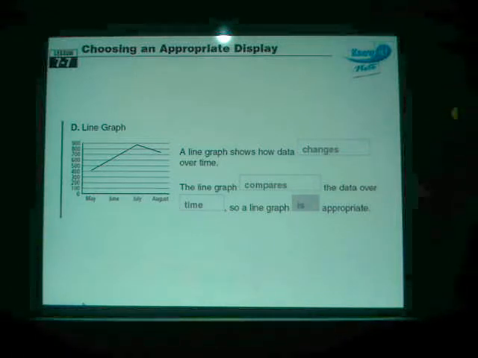Notice, line graph was not the only answer. Do not limit yourself to just one answer. There are potentially several or many different answers that can work when they ask you about what type of graph you could make from a set of data.